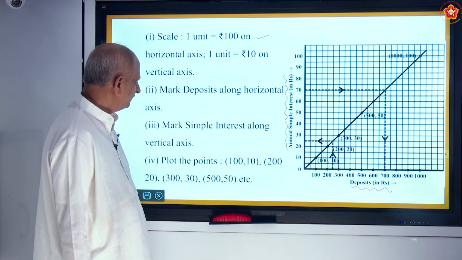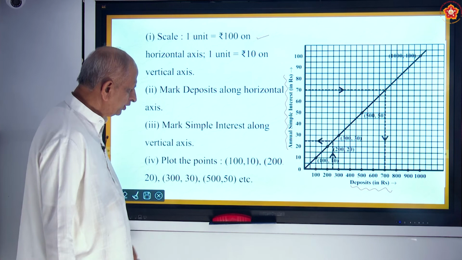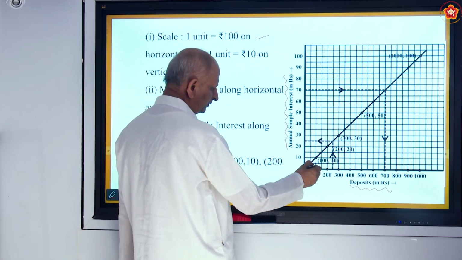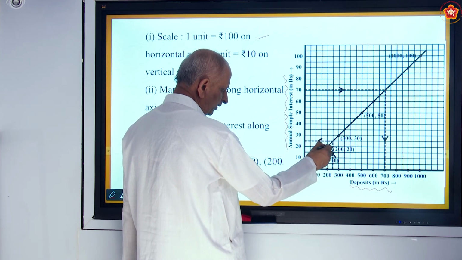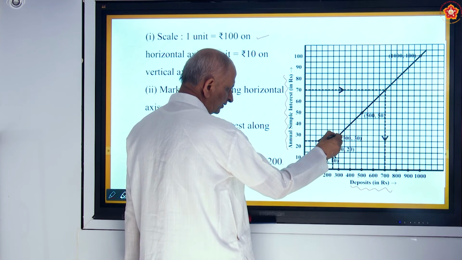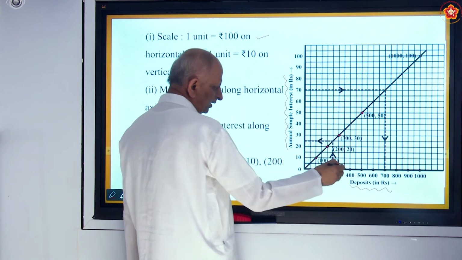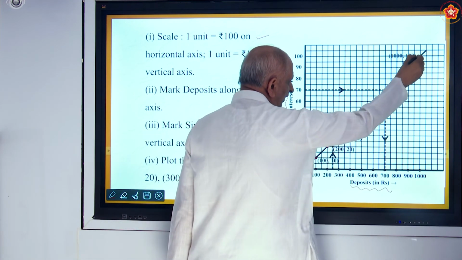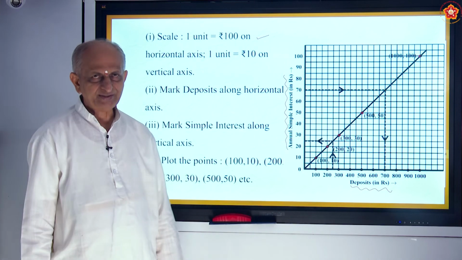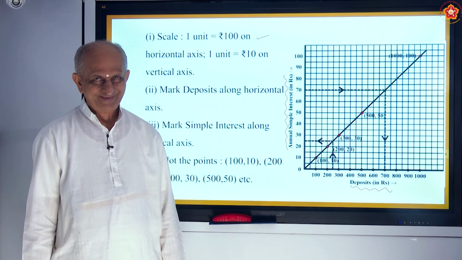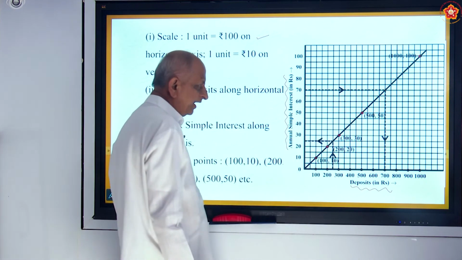Now, how to mark the deposits along the horizontal axis? So, you have to mark it. For 100 rupees, 10 is the interest, 1 point. 200, 20 is the interest. 300, 30 is the interest. 500, 50 is the interest. And for 1000, 100 is the interest. So, join all these. That is what is called a linear graph. Following? So, join all these points, you get a linear graph.